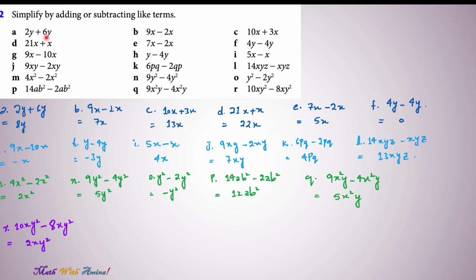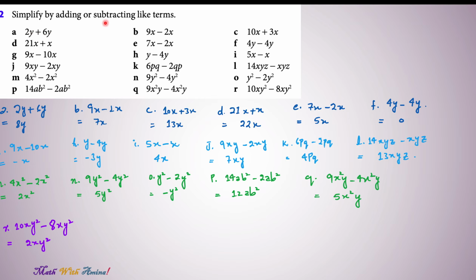As we can see, these are like terms. How are they like terms? Because the variable is the same and the power of the variable, or the exponent of the variable, is also the same. In here, the variable is y in both of the terms and the power of the variable is 1 for both the terms.